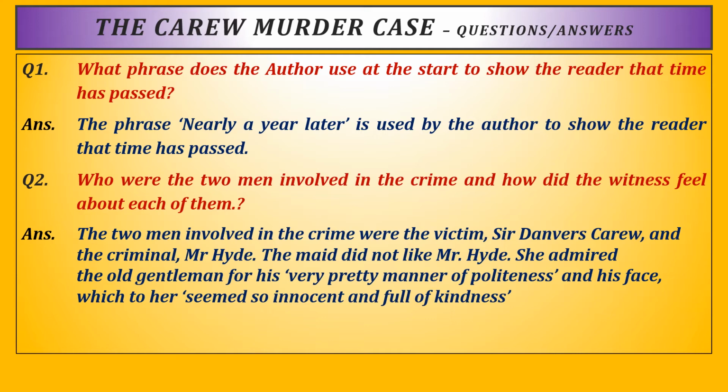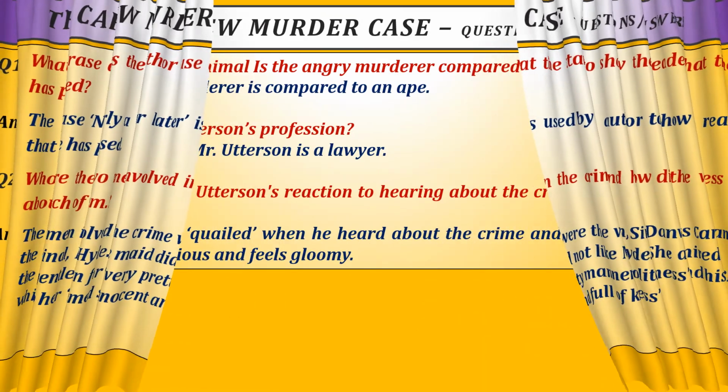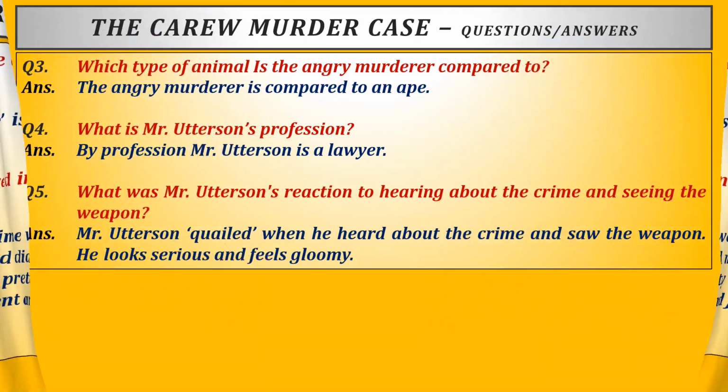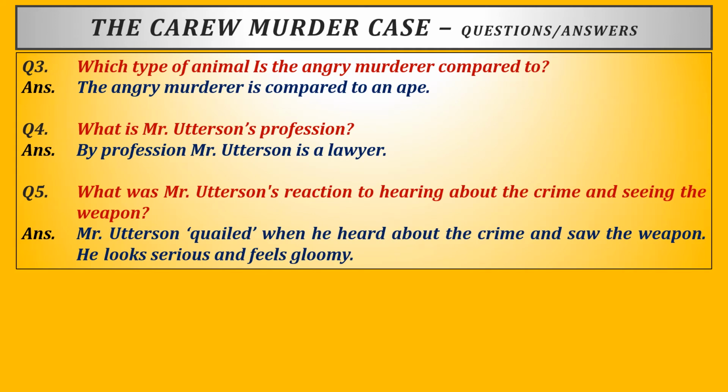She admired the old gentleman for his very pretty manner of politeness and his face, which to her seemed so innocent and full of kindness. Question 3. Which type of animal is the angry murderer compared to? The angry murderer is compared to an ape. What is Mr. Utterson's profession? By profession, Mr. Utterson is a lawyer.